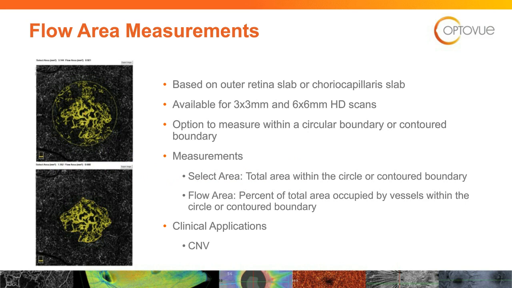The biggest indication here in flow area measurements is in choroidal neovascular membranes. Again, that's a topic for a different webinar, but this is, again, more so the outer retina, looking at blood vessels that shouldn't be there.